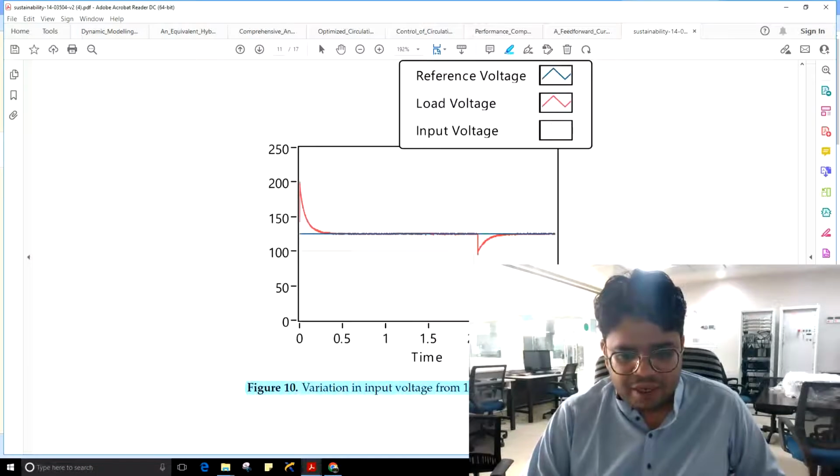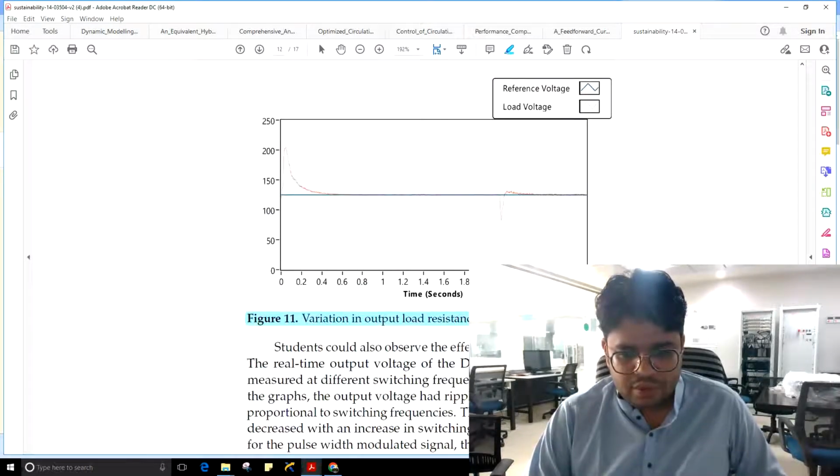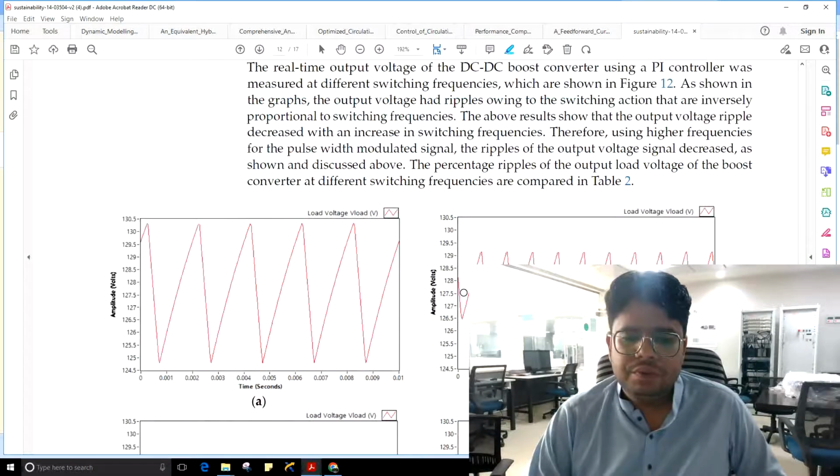Or if the input voltage is changed from 100 to 80 volt, in this case, you see even then the controller is robust to track the new reference input. It can track the load reference voltage even if the input voltage is changed. And even if the load resistance changes from 25 ohm to 12.5 ohm, you can see the controller is robust enough to track this change, and the load voltage is properly followed.